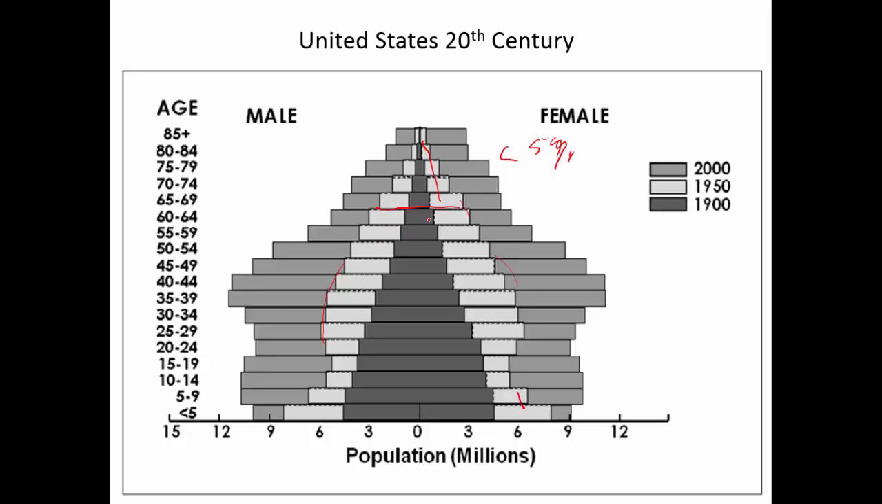Now we get to the year 2000, in the last part of the 20th century. We can see the baby boomer bulge right there, where the population is starting to age. You can see the increase in people over 65, which is now 15%.